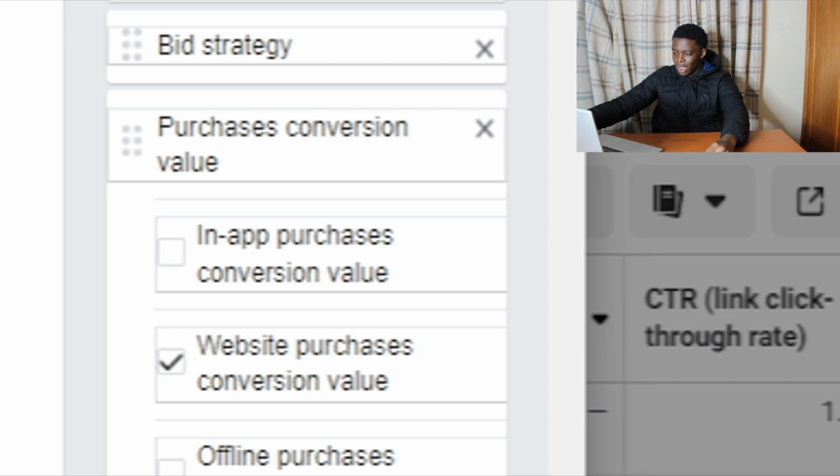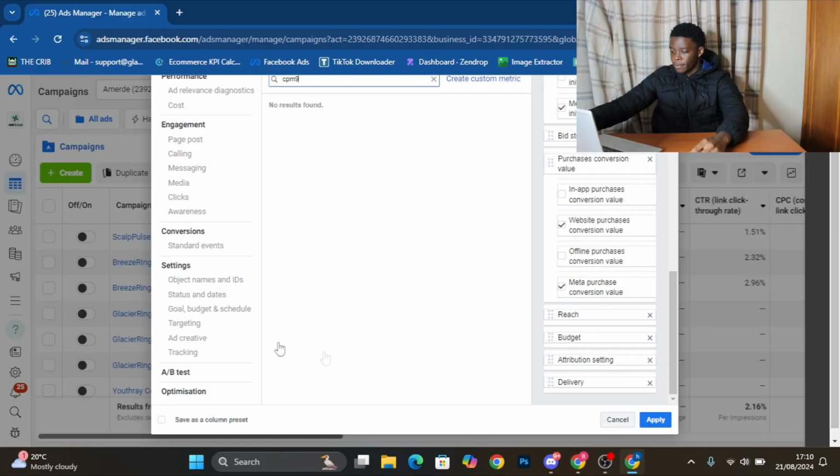and then the rest can really be whatever you want. I don't really look at this much. I would recommend you to add your purchase conversion value too, just so you can know how much you actually made back in sales without always having to go and double check with Shopify, set a date and everything, because the time zones are quite different. And then once you do that, just save as a column preset and click apply. Now I'm not going to do it because that's literally already my preset.